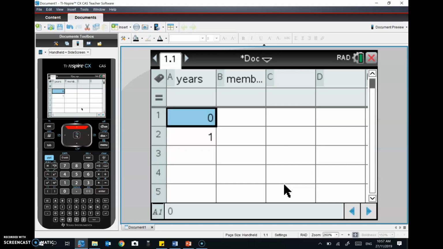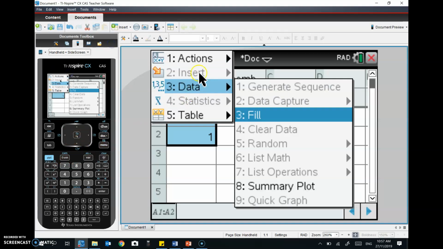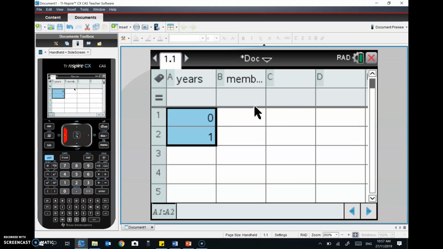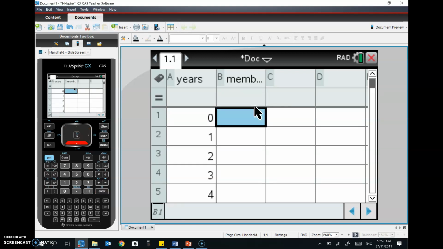Now, rather than typing those all out, I'm going to try this. Shift down, and I'll highlight them both. And I'll go Menu, Data, and Fill. And if we tap down the calculator, we'll know that we want it to continue counting up for us down the column. Then the membership. We start with 120 people.